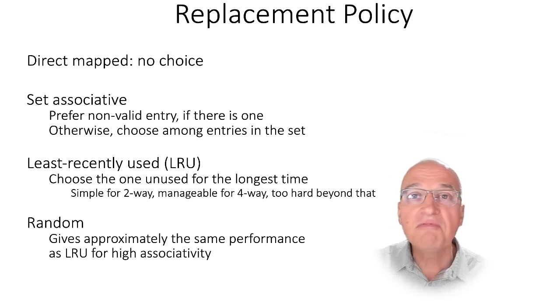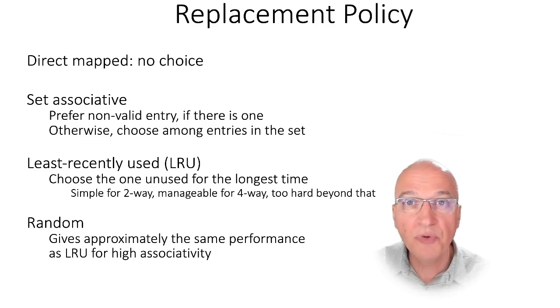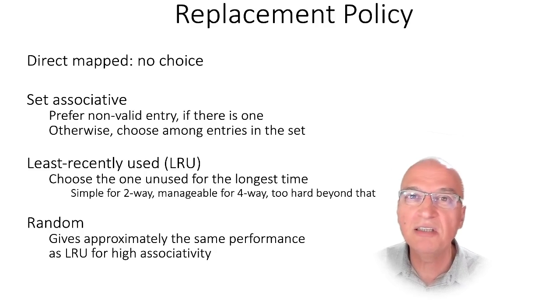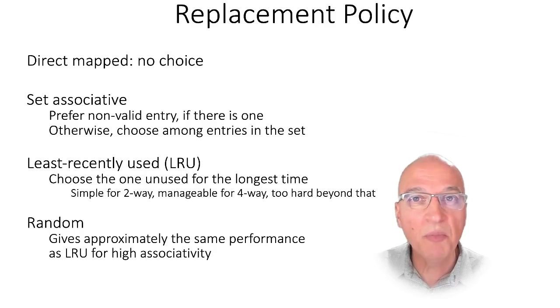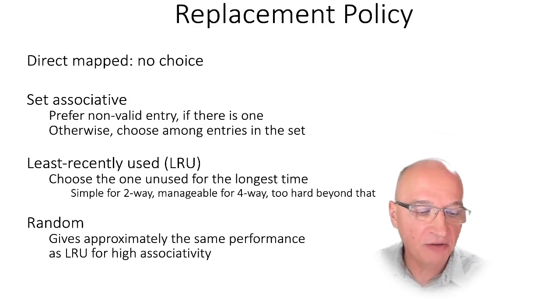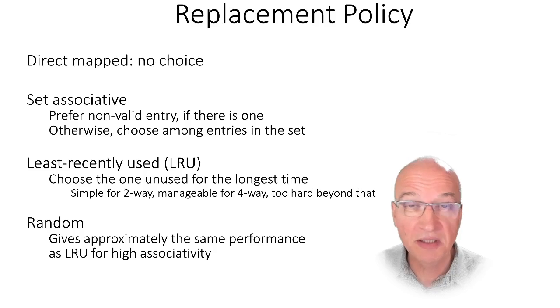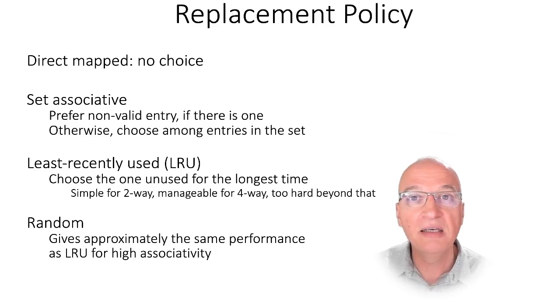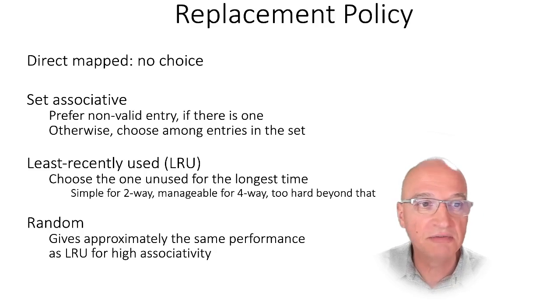Surprisingly, a random selection of which way you're going to replace has the same performance as least recently used for high associativity, and we saw that there is an improvement over the random one. That's the one that protects the most recently used way and replaces from the other half of the set using a single bit that is easy to implement, just like the least recently used one.